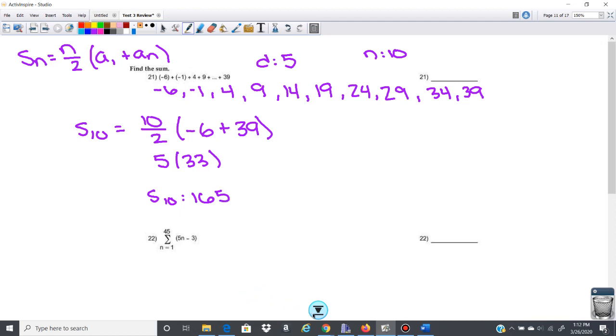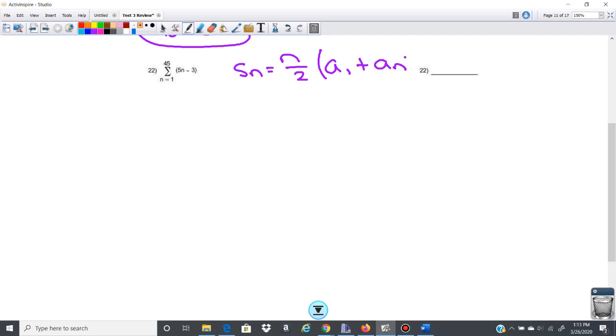Now this next problem, we have 45 terms, so the sum of the first term through the 45th term, and it is given to us as an arithmetic sequence, because when I look at the formula, there's no exponent, so I know that's not geometric. So we're using the same formula. So n over 2, a sub 1 plus a sub n. So I need the first term and I need the 45th term, so I can fill this out.